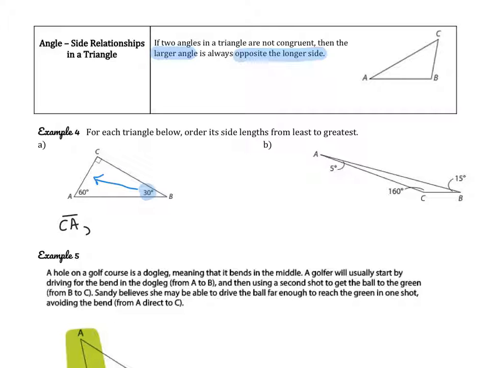The next smallest angle would be 60. So if you look opposite of that, we see that side CB is the next shortest side. And then for the longest side length, I find my largest angle, which is this 90-degree angle. I look opposite, and I see that my longest side will be AB.